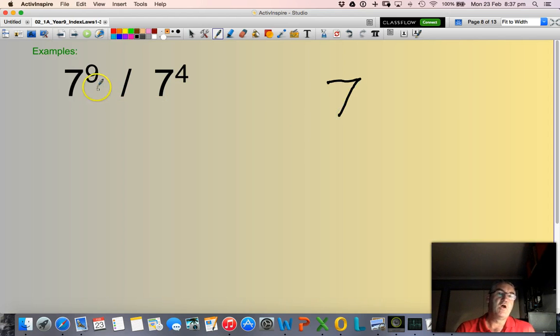Now, I have to the power of 9 over here, to the power of 4 over here. So that becomes 9 take away 4. So the answer there becomes 7 raised to, 9 minus 4 is 5. So that becomes 7 raised to the power of 5. So that is the answer there. So let's clear this one away, and I'm going to move on to the next one.